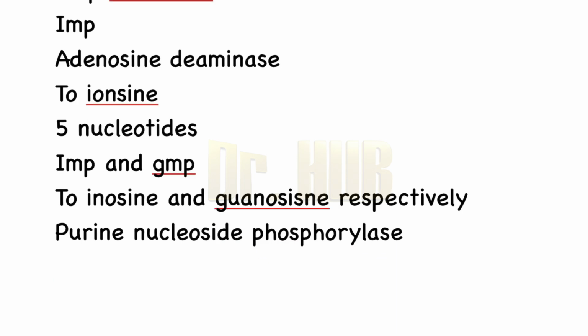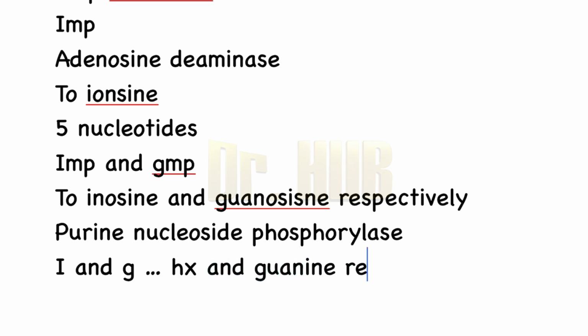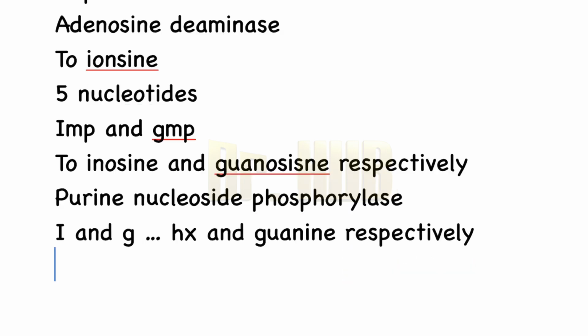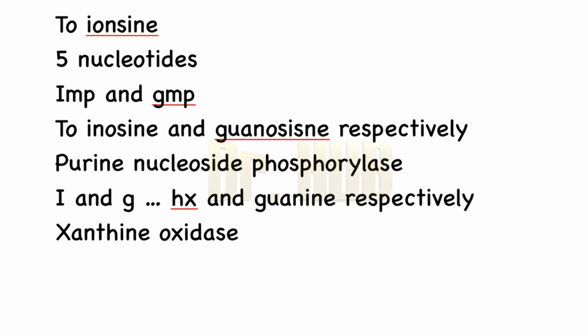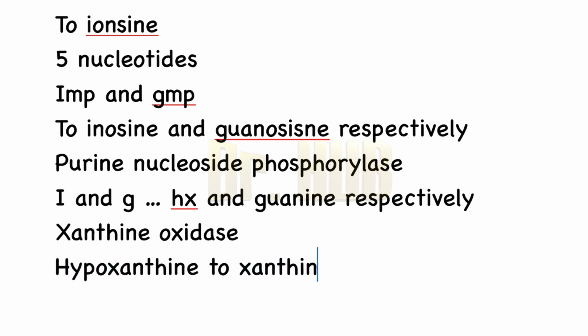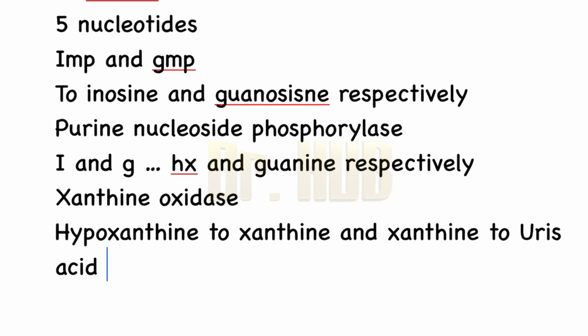So here, what is the reaction in purine nucleoside phosphorylase? It is the inosine and guanosine to the hypoxanthine and the guanine, respectively. Next comes the xanthine oxidase. The xanthine oxidase reaction is hypoxanthine to the xanthine and the xanthine to the uric acid.